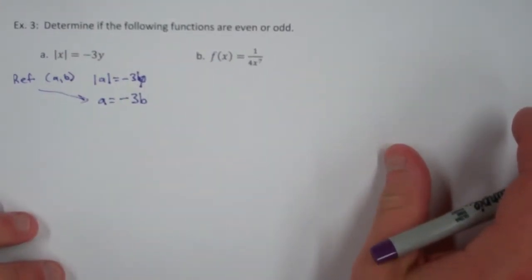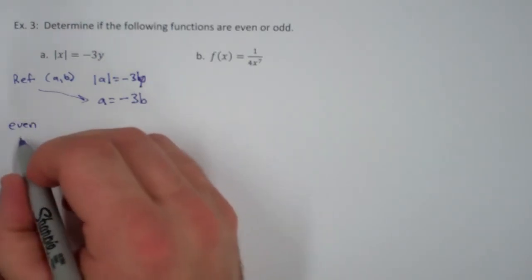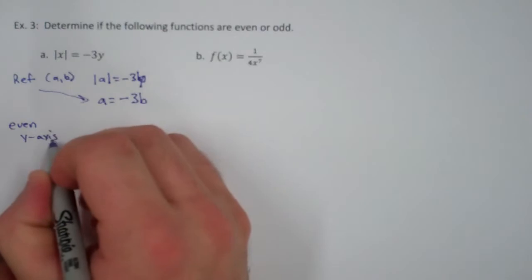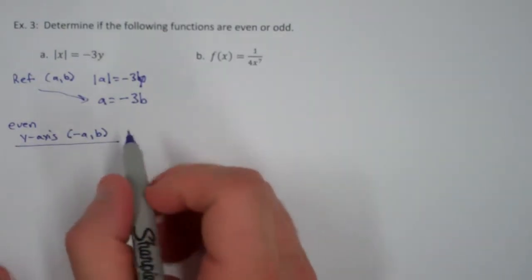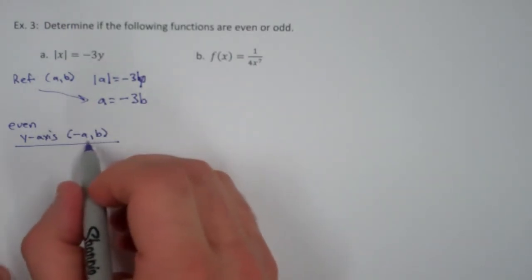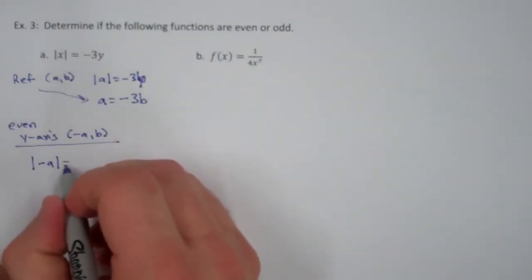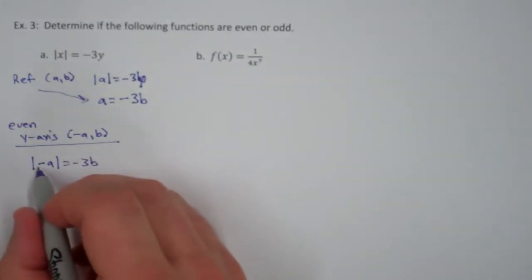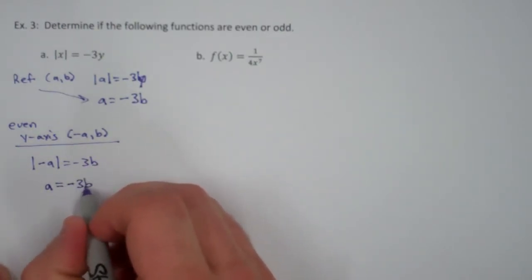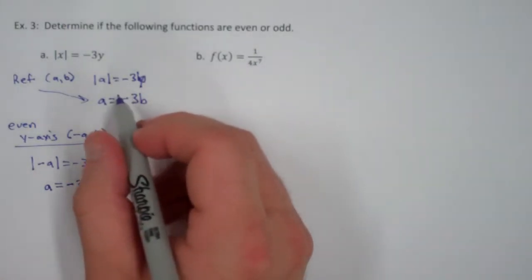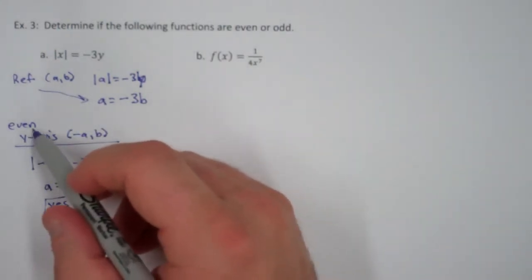To determine if the functions are even or odd, let's do the even one first. So the even test is just the y-axis test. It's the same one. So it's negative a comma b. Let's see what happens here when we figure this one out. So we've got negative a going in for this one, for the x, equal to negative 3 times b. The absolute value of negative a is just a, and we've got negative 3b. That's the same as our reference, so we can conclude that yes, this one is even.